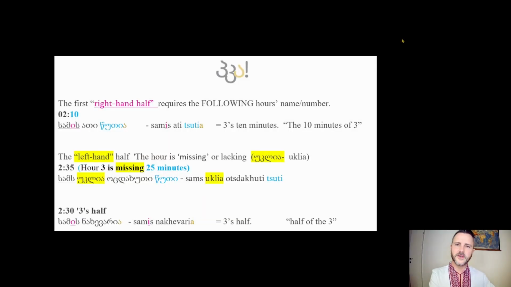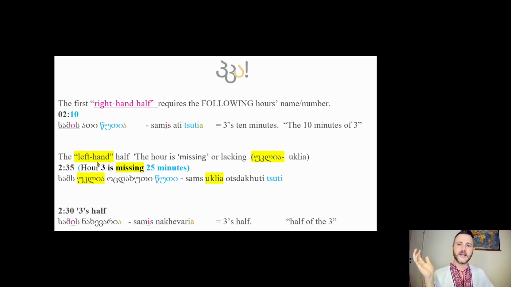And this is the third and final slide. It just covers the vocabulary about the time when it was more detailed into minutes. The first right-hand half of the clock requires the following hour's name, the number. For example, Samis ati tsutia is what we're looking at here. This is not 2's 10, it's Samis from 3, ati 10, tsutia. Samis ati tsutia. 3's 10 minutes or the 10 minutes of 3, that's how it's perceived.